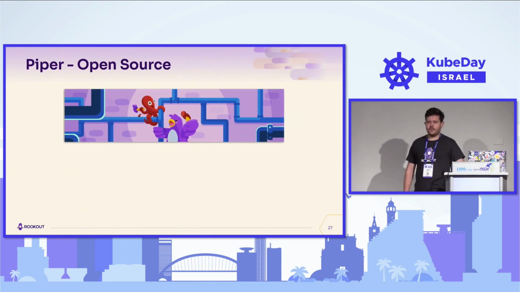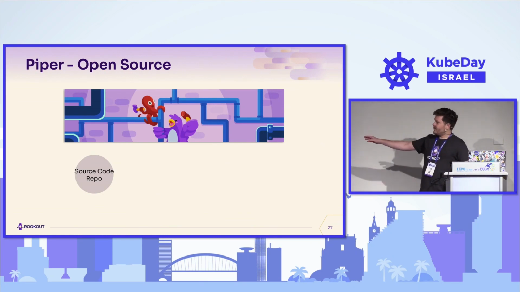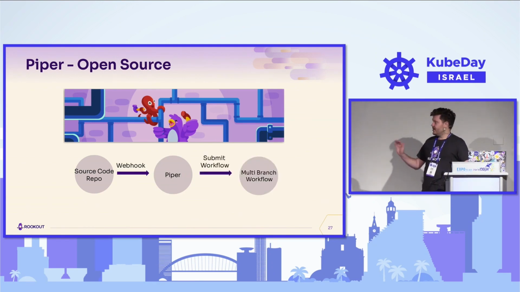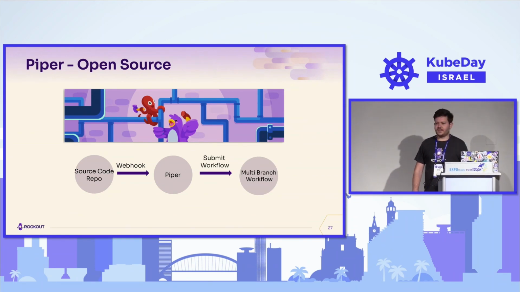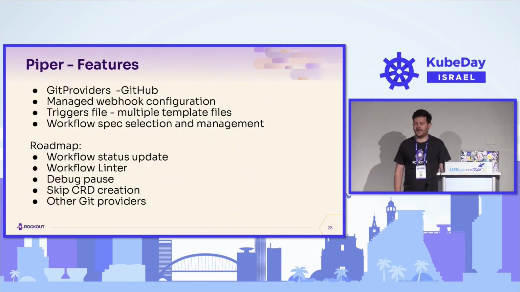Piper already has a much simpler workflow. The source code repo will send a webhook to Piper. Piper will get this webhook and then submit the workflow CRD. So it makes it much, much easier. For now, Piper supports GitHub only. Sorry, guys, but I need to start with something.